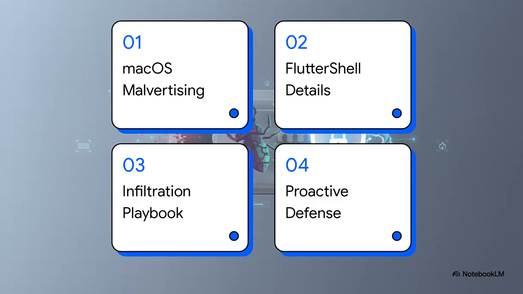Okay, let's look at the roadmap for today's explainer. First, we'll cover the macOS malvertising threat. Then, we'll deconstruct FlutterShell itself. Third, we'll walk through their 3-step infiltration playbook. And finally, proactive defense strategies.